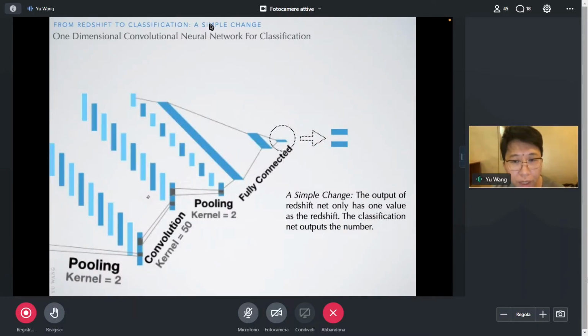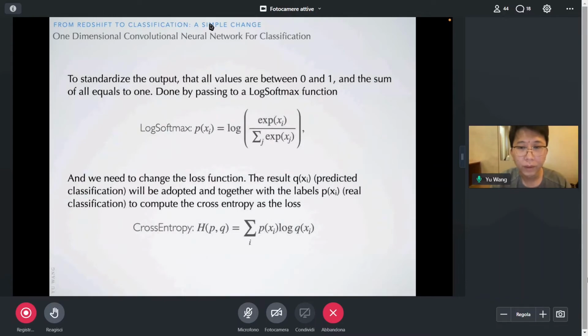And we need to change a little bit. We are doing the classification. The first change is we change the last layer, that is from one value to, for example, two classes of objects. So we change one output to two outputs. And also we need to standardize the output so that all the values are between 0 and 1. So we use the softmax function acting on the final output. So this is exponential. And this is a log softmax with a log on the left side.